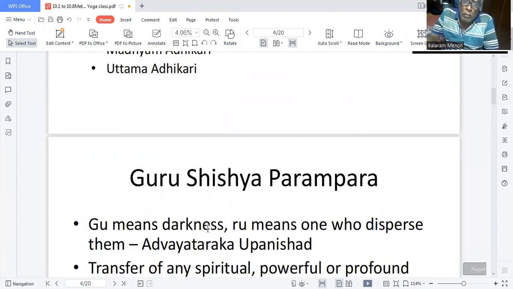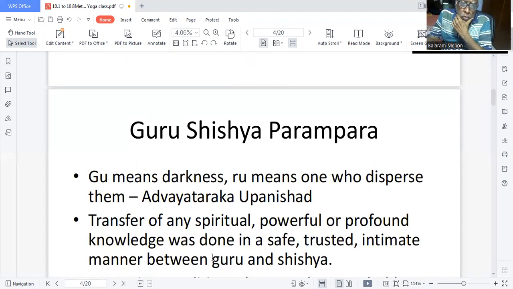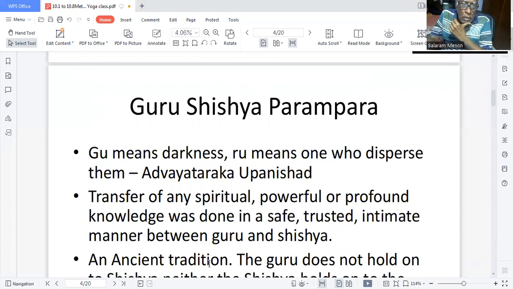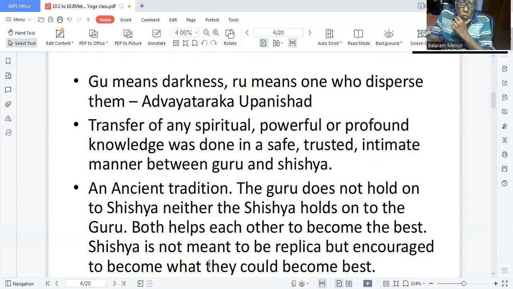Now, what is the Guru Shishya Parampara? Gu means the darkness, Ru means one who disperses them, or as it is mentioned in the Advaita Upanishad. Transfer of any spiritual, powerful, or profound knowledge was done in a safe, trusted, intimate manner between the Guru and the Shishya. An ancient tradition.